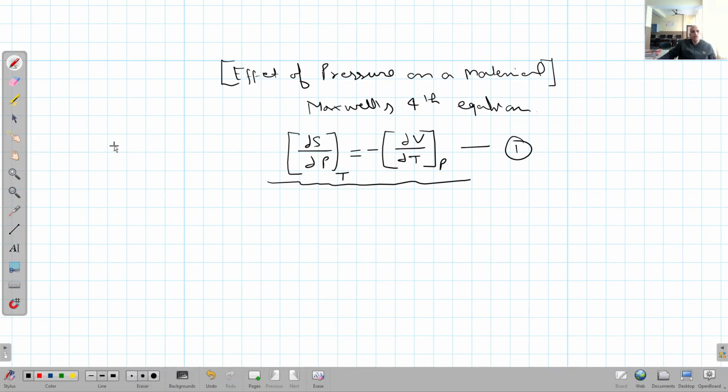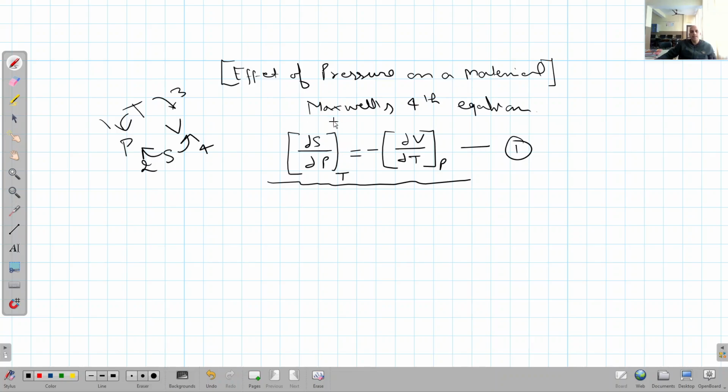So in case you forget Maxwell relations, then we know the trick P, V, T and S, right? First, second, third and this is the fourth. First, second, third, fourth. First and fourth are negative, right? So it is clear from here that this is negative.